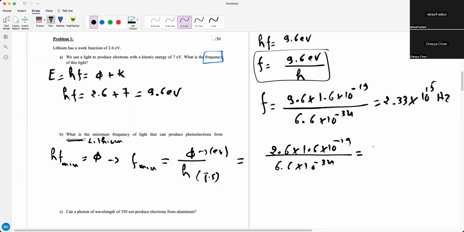Yeah, so it will give you 6.3 times 10 to the power of 14 hertz. So you can see that the minimum frequency is this one.